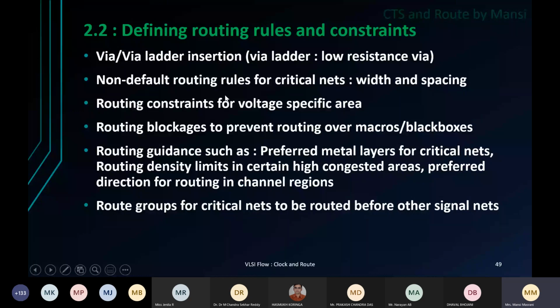Now, routing constraints for voltage specific area. There can be a design in which you have two different voltage areas, and both of them will have a different set of routing rules. Now, routing blockages to prevent routing over macros and black boxes. So let me ask you one more question. If the standard cells in the design have pins in M2, will even the memories have pins in M2? Or will the pins be in some other layer? If yes, lower or higher?